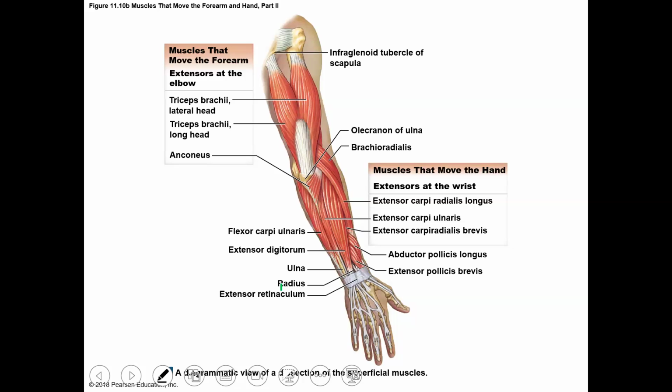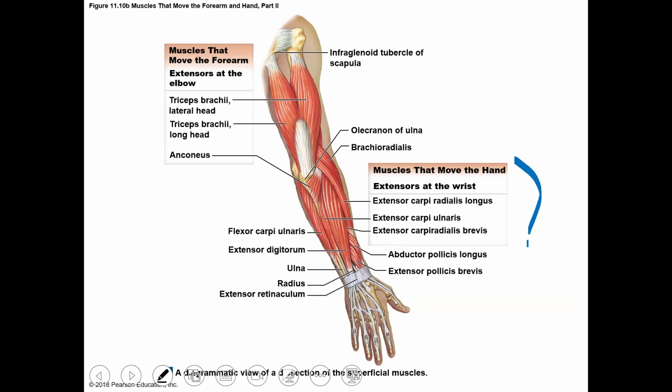Muscles that move the forearm over here, extensors at the elbow, triceps. We see a lateral head, we see the long head, we see the anconeus over here. You see the olecranon, or the pointy part of the ulna bone. We see this muscle, brachioradialis muscle right here. Again, that's the one that's going to flex the arm up in a drinking water position.